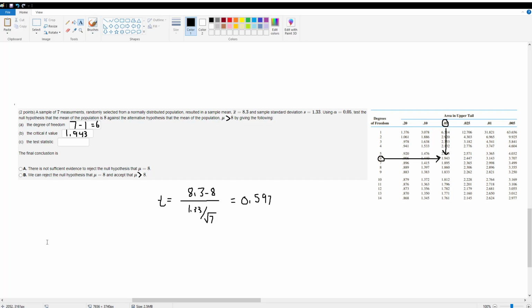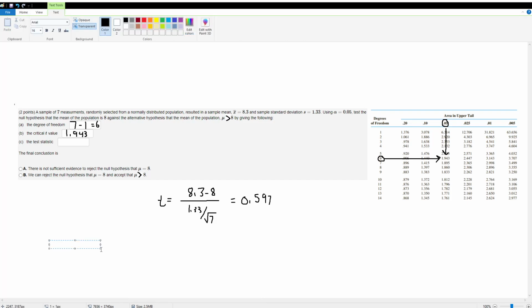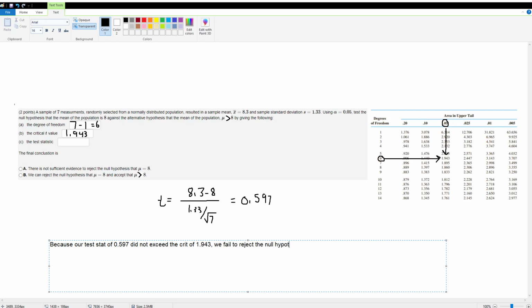And this time around, it comes nowhere close to being a rejection. At least the first one came somewhat close. So for here, because our test statistic of 0.597 did not exceed the critical value of 1.943, we fail to reject the null hypothesis that the population mean is 8.